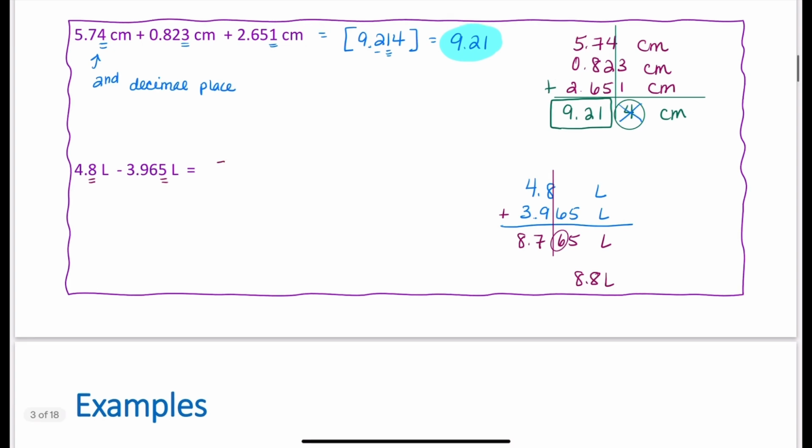Calculate that out quick. I get a new calculated answer of 0.835. But my 4.8 is precise to the first decimal place, whereas 3.965 is precise to the third decimal place. The first decimal place is the least precise measurement I have. So I'm going to round at that first decimal place, giving me an overall answer of 0.8. The number I'm dropping is a 3, so it gets rounded down and it just becomes 0.8. I'm not rounding this up to 0.9.